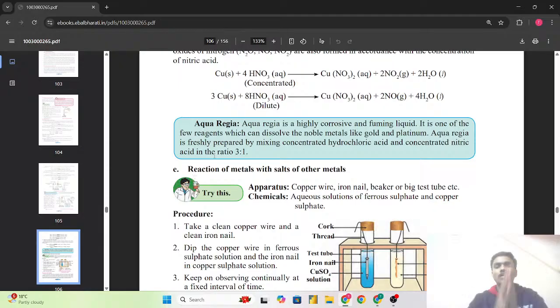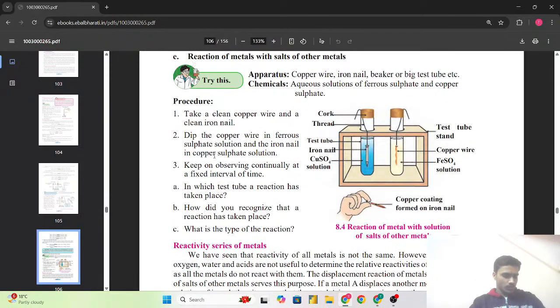And aqua regia is a highly corrosive and fuming liquid, and it is one of the few reagents in which noble metals like gold and platinum can be easily dissolved. Aqua regia is made by mixing concentrated hydrochloric acid and concentrated nitric acid in the ratio of 3:1. If we take 3 ml of concentrated hydrochloric acid, then we have to take 1 ml of nitric acid. So this is about aqua regia.